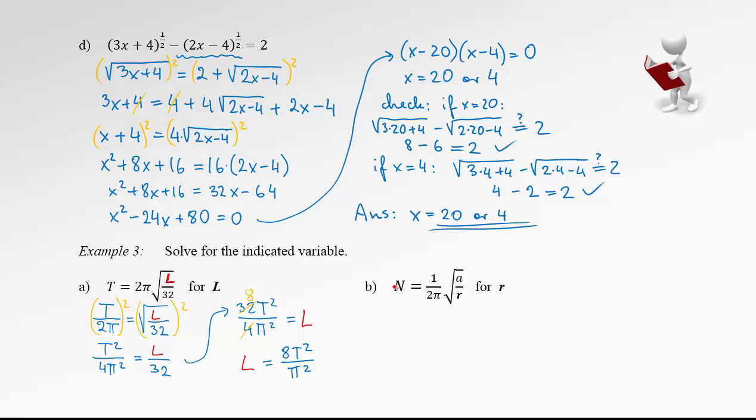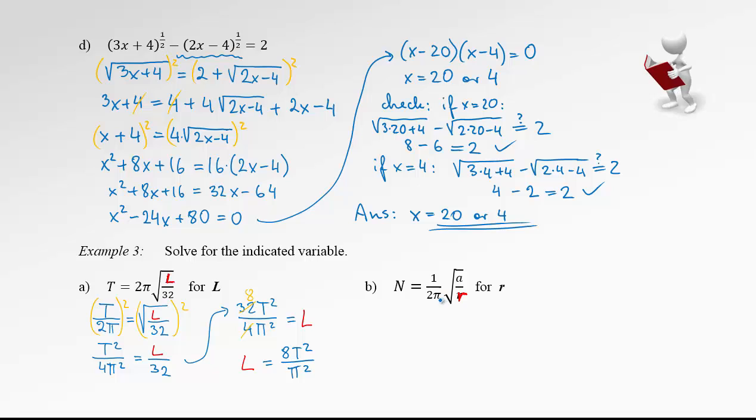Let's do the same for the second formula. This time we're solving for r, and r is in the denominator. So there's quite a few things to take care of. We have to get rid of this leading coefficient in front of the root. Then we need to get rid of the radical. And finally, we need to make sure that r is in the numerator. So we need to flip this fraction somehow.